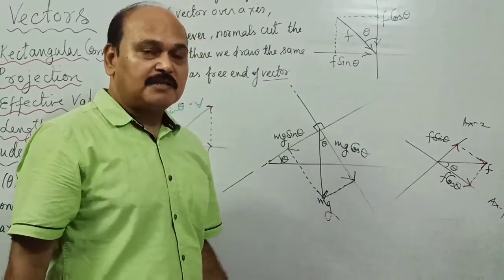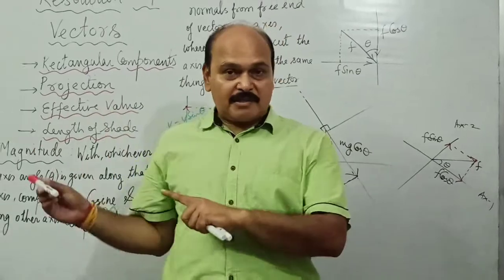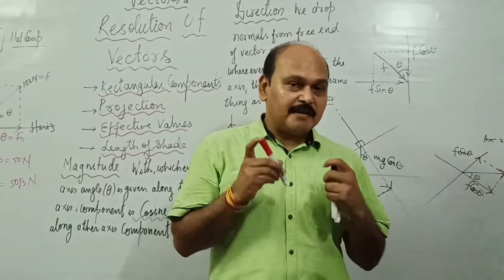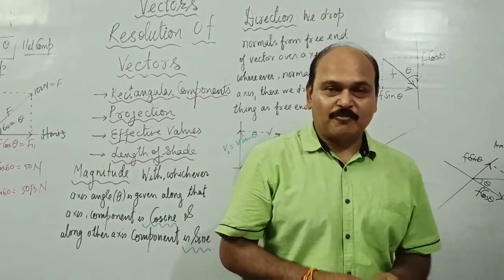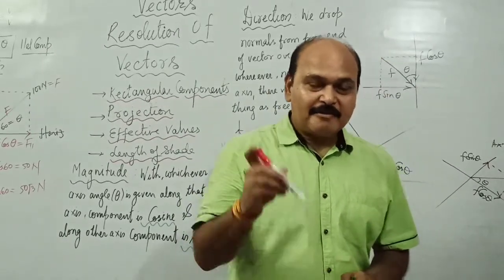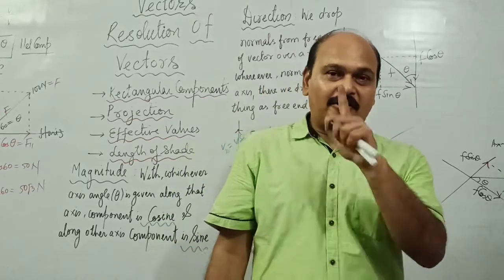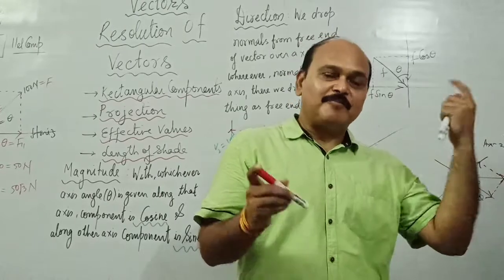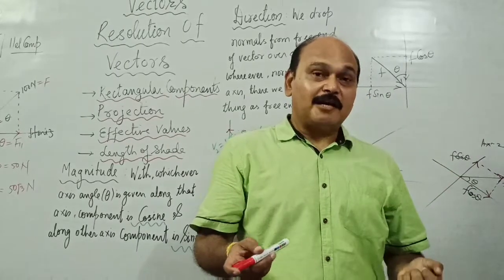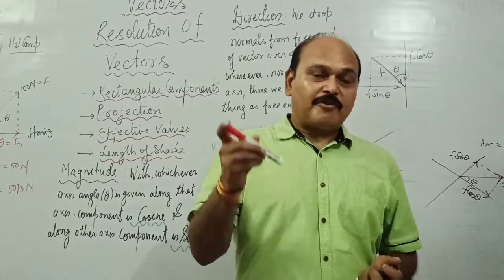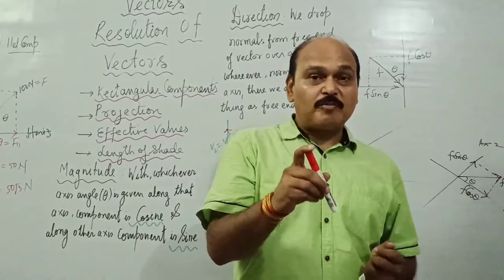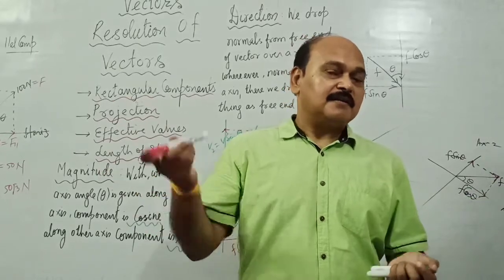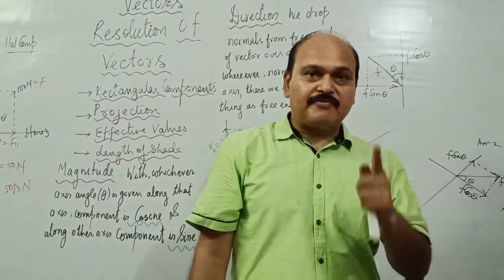So I hope this conclusion is clear. Until this conclusion is clear, you won't be able to apply this resolution in every practical situation. So what is the conclusion? Let me repeat. With whichever axis angle theta is given, along that axis the component is cosine, and along the other axis the component is sine. And for direction you have to remember, from the free end of the vector we drop a normal over the axis. Wherever this normal cuts the axis, there we draw the same thing as the free end of the vector.